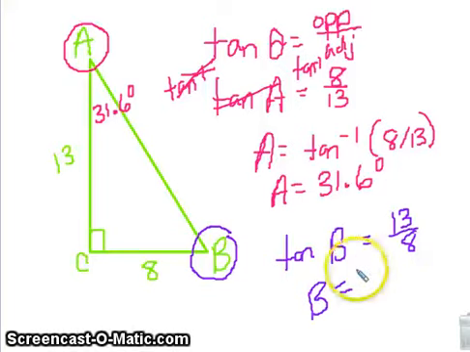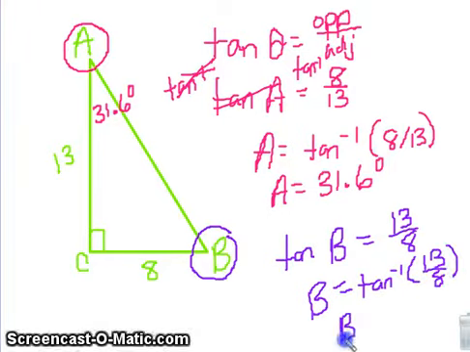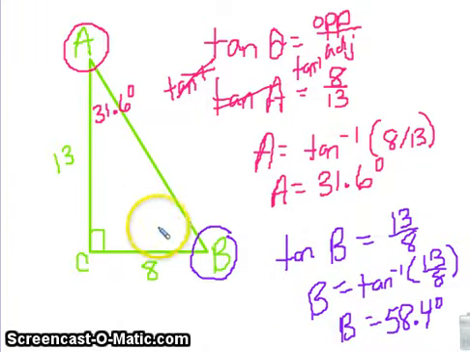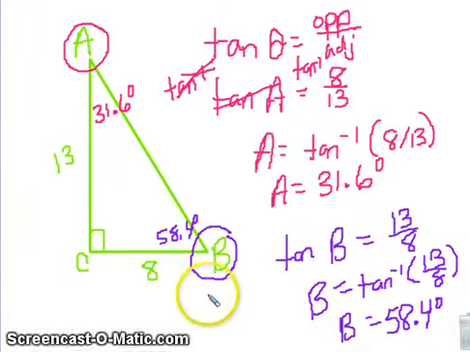Okay, so I got caught in the middle. We're doing the tan inverse, and we did see that the tan inverse of 13 over 8 was equal to, what was it? 58.4 degrees. And that would be perfect because 58.4 degrees plus 31.6 degrees does equal 90 degrees.